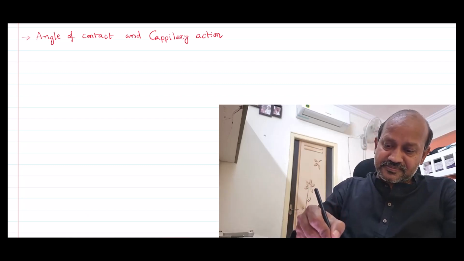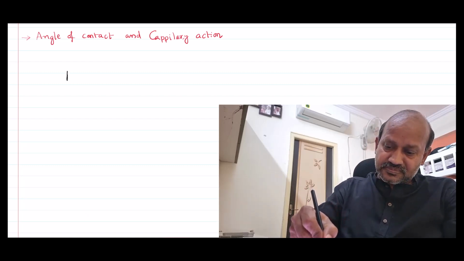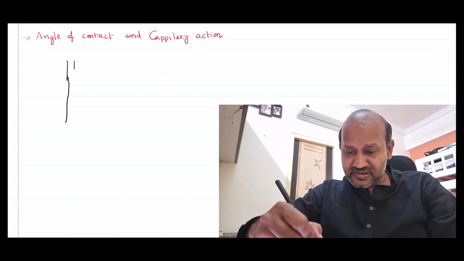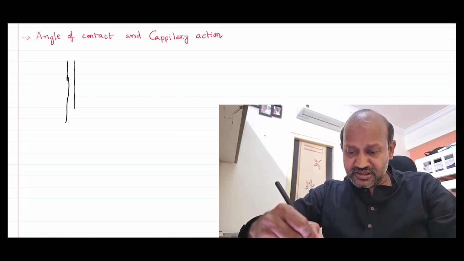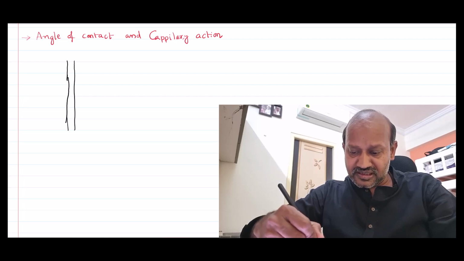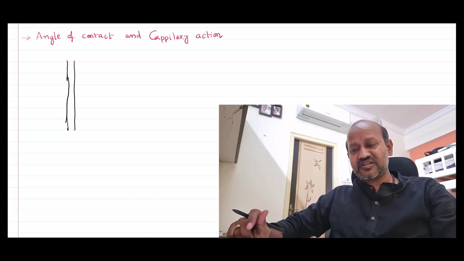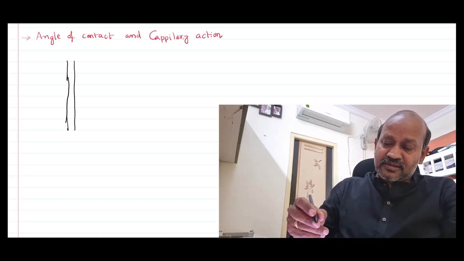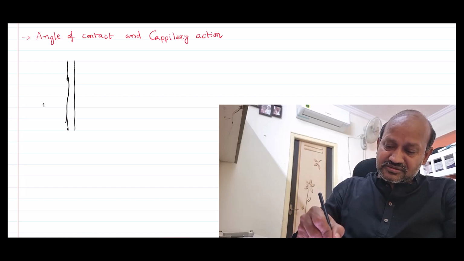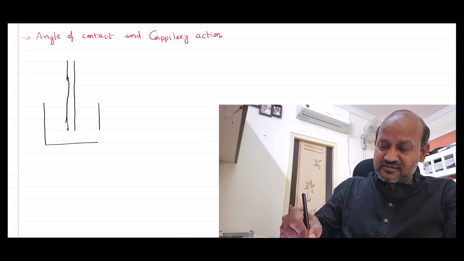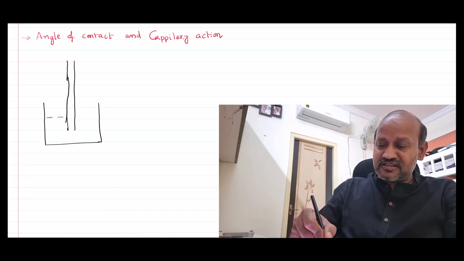Let's imagine a capillary tube. What do you mean by a capillary tube? It's a thin tube whose radius is very small when compared with its length. I have drawn a bigger tube only for the sake of demonstration, but that's actually very thin. Imagine now that it is placed in a vessel where that vessel is filled with a liquid.